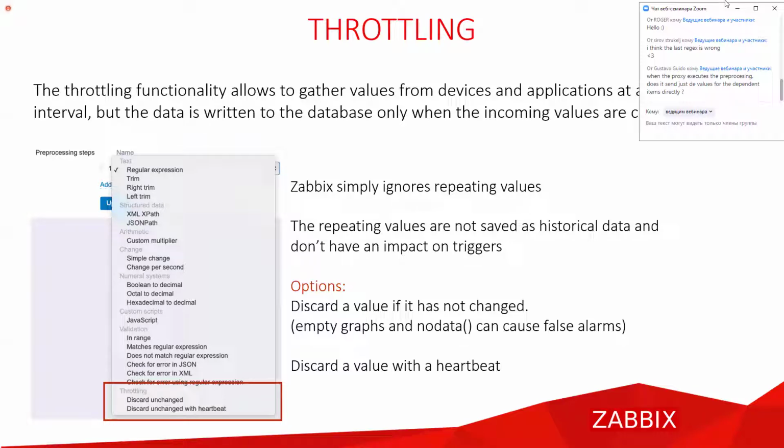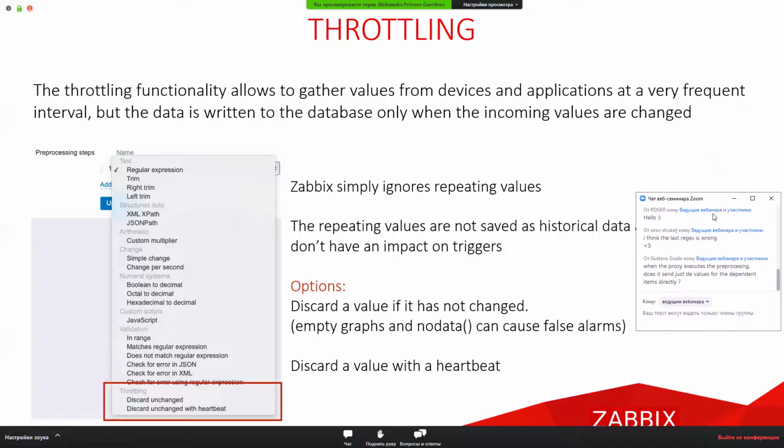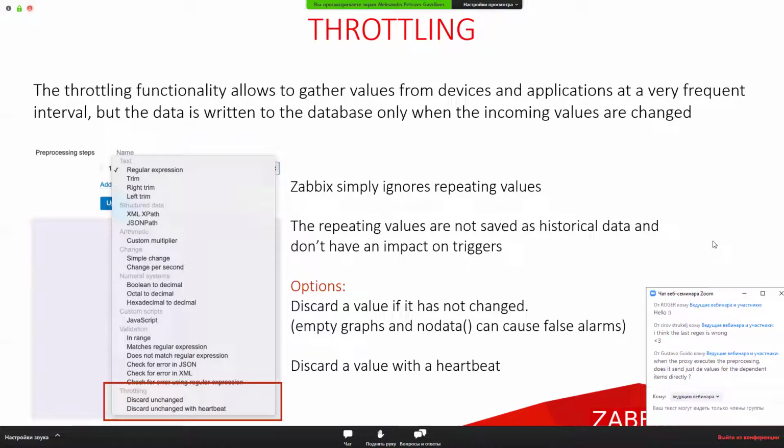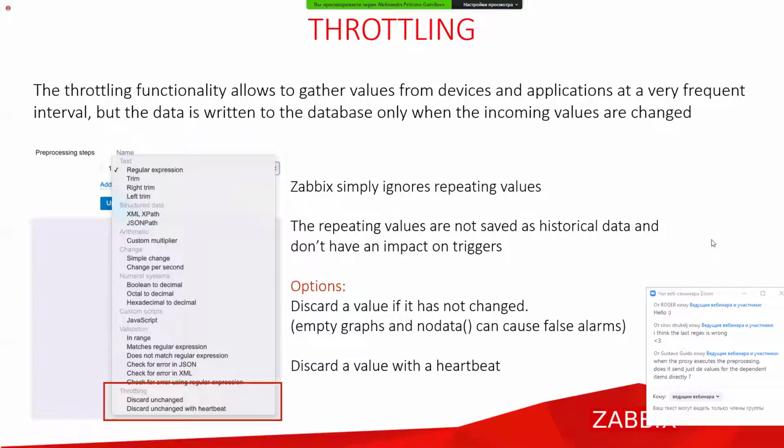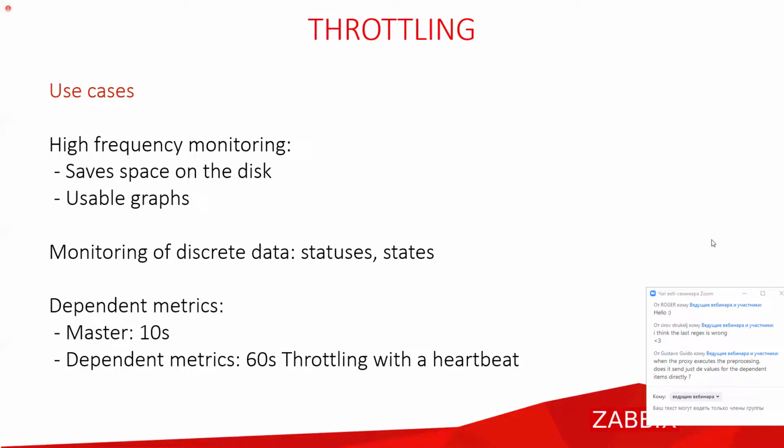So pay attention to that and don't create no data triggers for items that have a throttling preprocessing step configured for them. Or, of course, use discard with a heartbeat. The heartbeat is like with a proxy, basically. It checks from time to time if something that we check is actually still alive, so we can be calmer about what is going on. Let's take a look at how it looks on a slide.